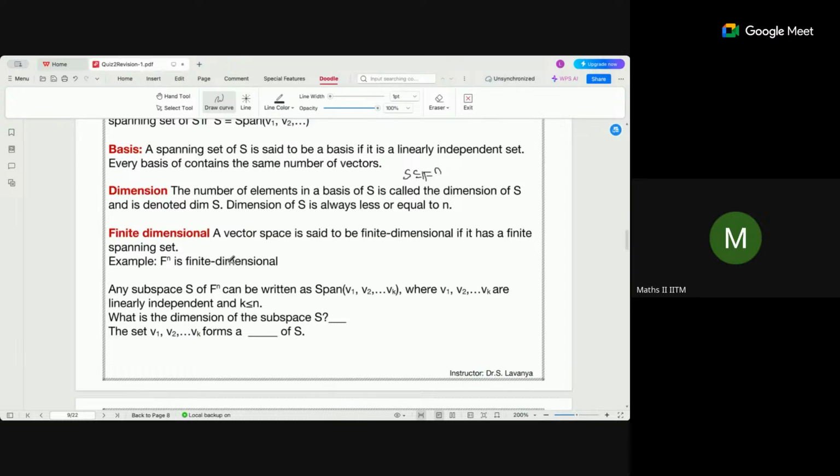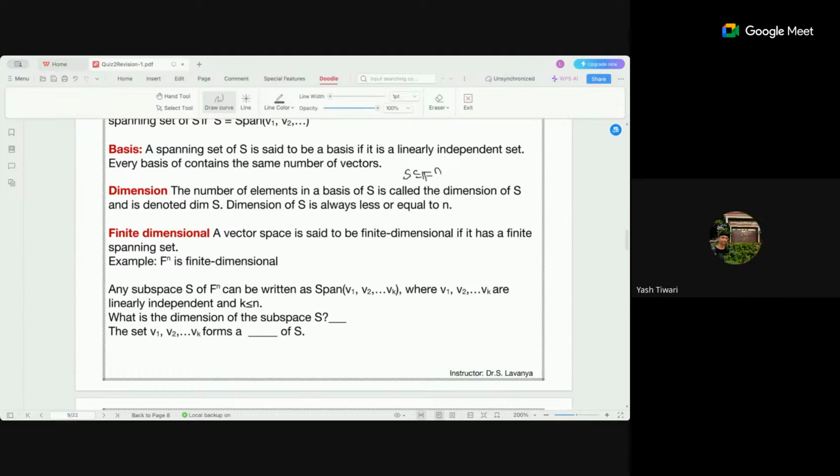Any vector space which has a finite spanning set is a finite dimensional space. So in this course we are mainly concentrating on finite dimensional spaces. Any subspace S of Fn can be written as the span of a set of vectors v1, v2, ..., vk, where v1, v2, ..., vk are linearly independent and k is less than or equal to n. So what is the dimension of this subspace? Here v1, v2, ..., vk are linearly independent, and S is the span of this set of vectors. What is the dimension of S?